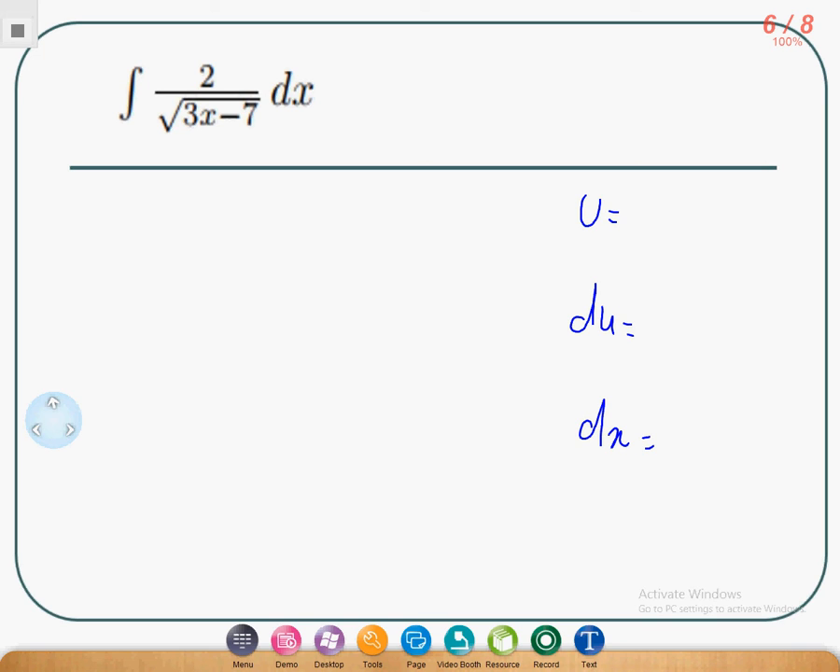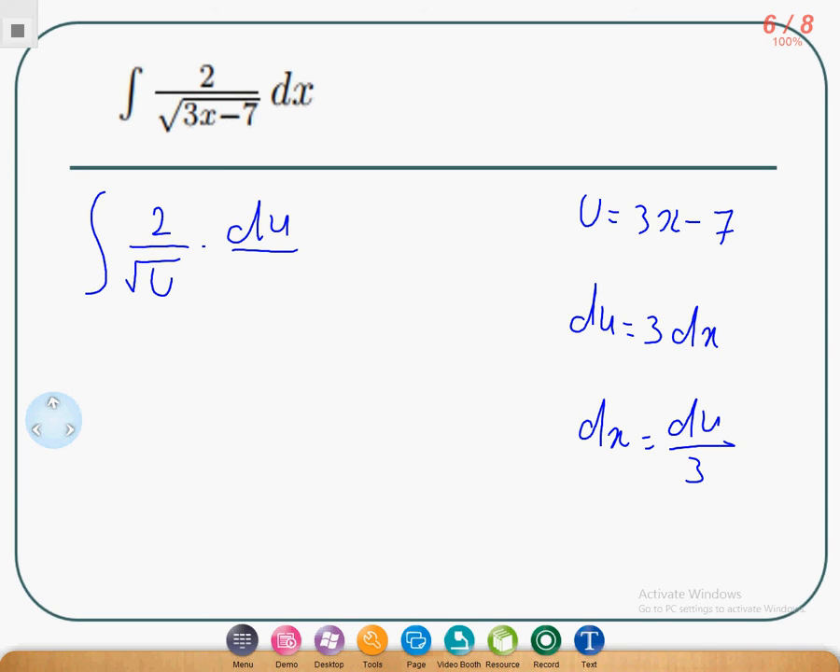The problem not for sure in 2. The problem not in the square root. The problem in which included in the square root. So you have to put u equals 3x minus 7. The derivative, not integration, 3 dx. So dx equals du over 3. Now, excellent. Substitute. So 2 over square root u times du over 3.